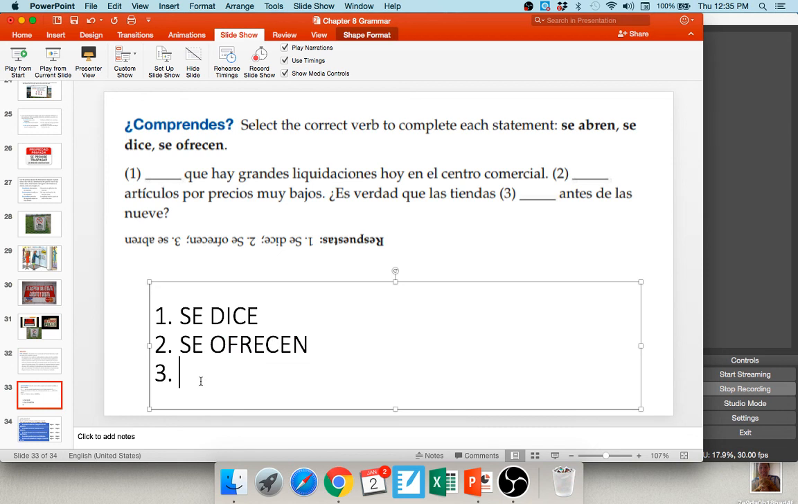Okay, as we continue, you see on number 3 that es verdad que, it's true that las tiendas, the stores, blank, antes de las 9. Is it true that the stores open, se abren, antes de las 9? Is it true that they open before 9? In this case, abren comes from the verb abrir, and it's been conjugated to agree with tiendas, or stores, they. Okay, hopefully you're feeling good about those.